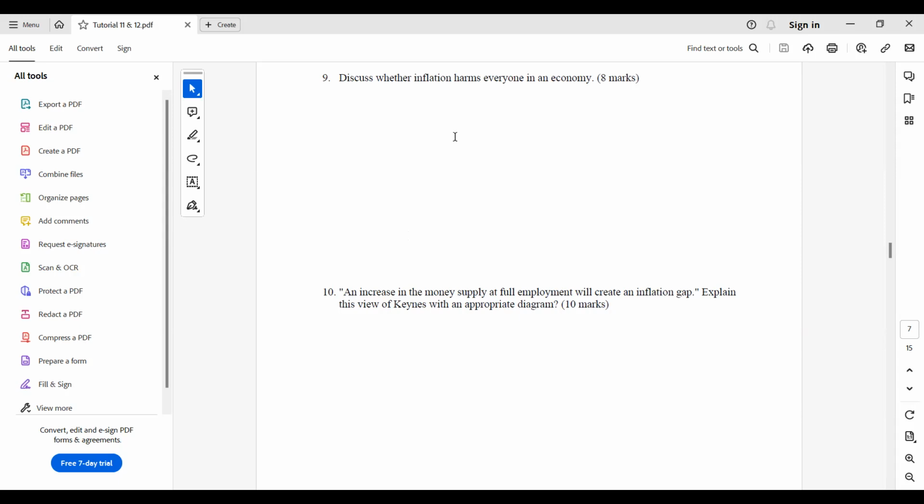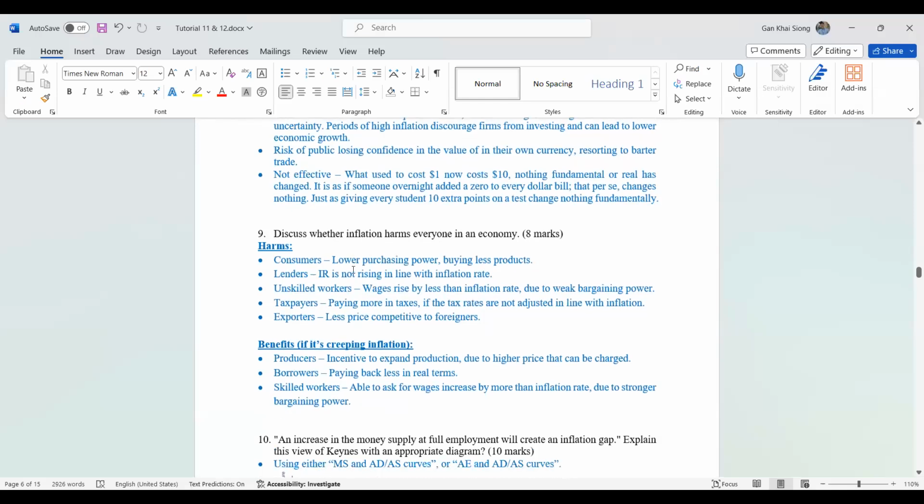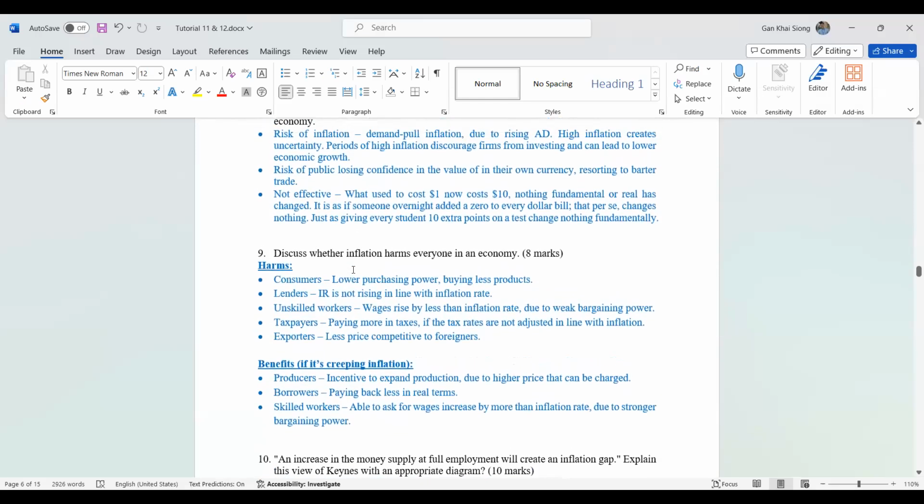So I provide you some answers here. You can have a look. So you can see who will get affected and who will get benefit. Lenders will be harmed as well, because when you lend people money, and if let's say you do not raise your interest rate, then chances are when people pay you back the money, the money will carry less real value.